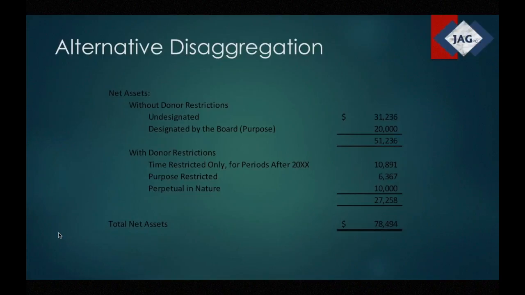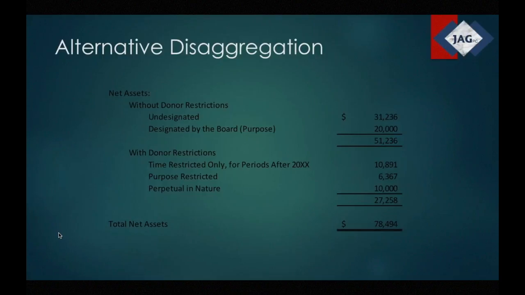So you see the first part, without donor restrictions, there's an undesignated part, and then the second part is designated by the board. We're going to get to that, because there's a change in the standards when it comes to board-designated assets, and we're going to talk about that. So that's one way you can present it, if there are net assets that are restricted by the board itself.